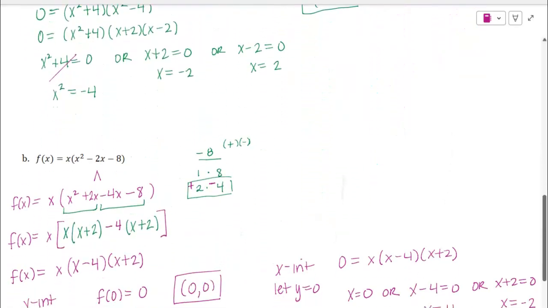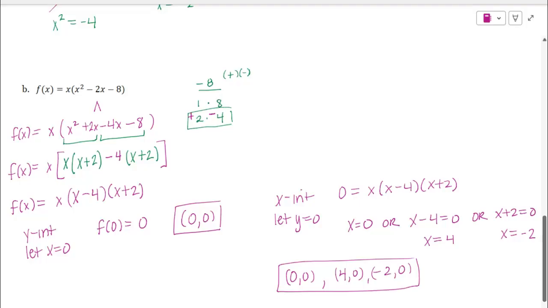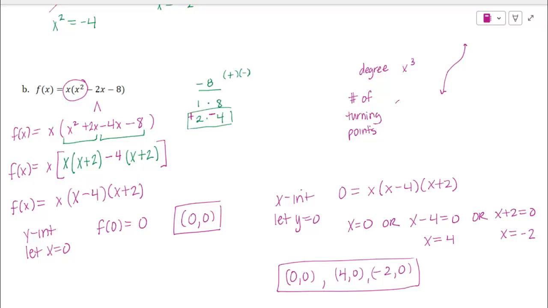Looking at example B, we found that the overall degree of this is going to be something to the third power. So we know it's going to look like this on the end behavior. The number of turning points is going to be at most 2. It could be 2 or less.